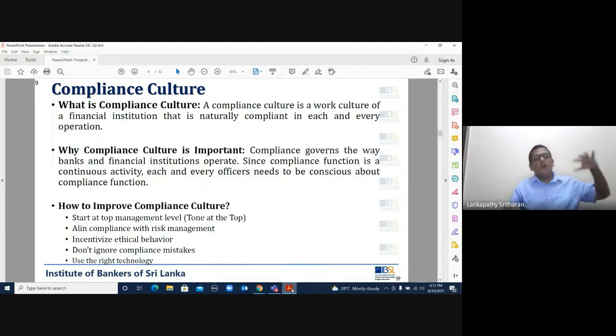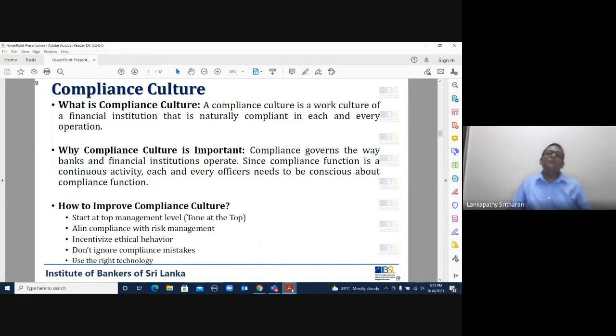And whether at the top management level or the bottom level, they have to give prominence to it, or create a culture that the bank or finance institution will comply 100% with all the legal and regulatory requirements in their day-to-day business. It has to be created as a culture. Because the compliance governs the way the banks and finance institutions operate. Since compliance is a continuous activity, each and every officer needs to be conscious about it.